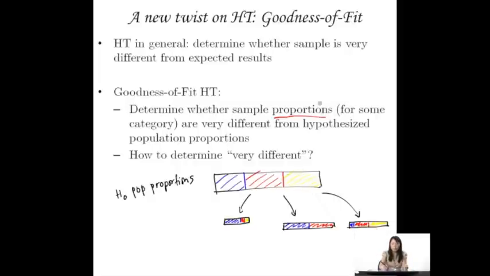And so that's what our new goal is. How different are these proportions from these proportions? And then the question becomes, okay, how do we determine whether something is very different, right? Is this very different or just sort of different? Is this very different or just kind of different, right? How do we determine very different? That's going to be the key question here. And that's why we're going to need the Chi-Square statistic and the Chi-Square distribution.